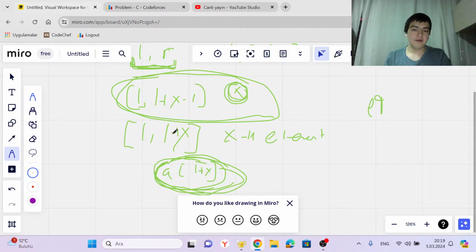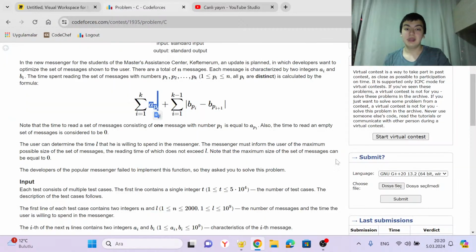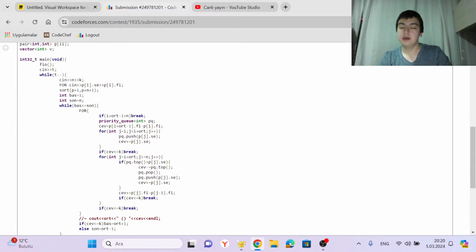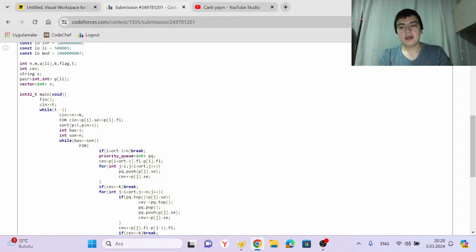So I can find the smallest x elements from L to R in any case. Let us look at the code and understand more clearly. First, I have sorted the array looking at the b values, because this is the first of the pair and this is the second of the pair.